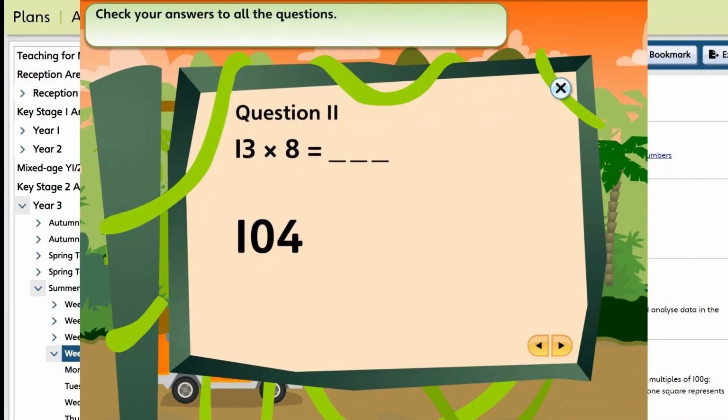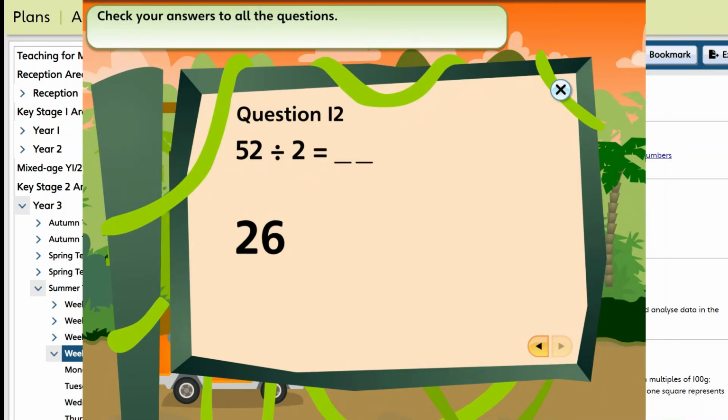13 times 8, so partition this number. 10 8s are 80, 3 8s are 24, 24 and 80, 104. And question 12. Half of 52 is 26. Half of 50 is 25, half of 2 is 1. Or if you didn't like doing half of 50, you could do half of 40 is 20, and half of 12 is 6.